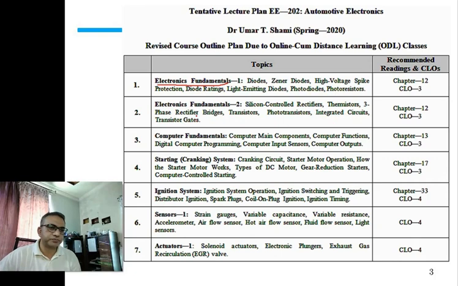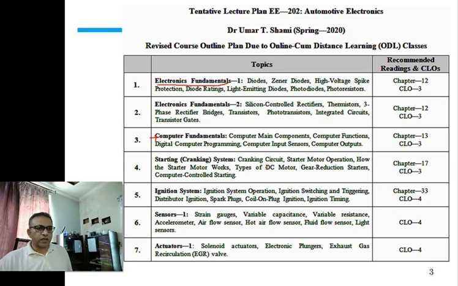Then, as part two of the electronic fundamentals, we will cover silicon control rectifiers, which are also called SCR or thyristors. Then thermistors, we will do inshallah, and then three phase rectifier bridges, transistors, phototransistors, integrated circuits, that is ICs, and transistor gates. Then we will do computer fundamentals, including computer main components, computer functions, digital computer programming, computer input sensors, computer outputs.